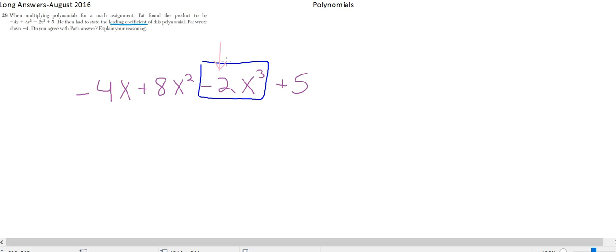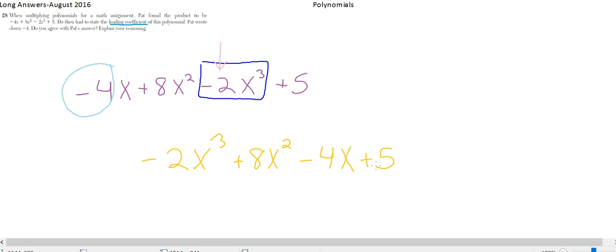Pat chose the negative 4 because leading coefficient means the first coefficient. Pat chose the first coefficient, which is minus 4. But what Pat didn't do was arrange his polynomial in standard form. When a polynomial is in standard form, its exponents are in order from greatest to least. So let's rewrite Pat's polynomial in standard form. Negative 2x cubed plus 8x squared minus 4x plus 5.